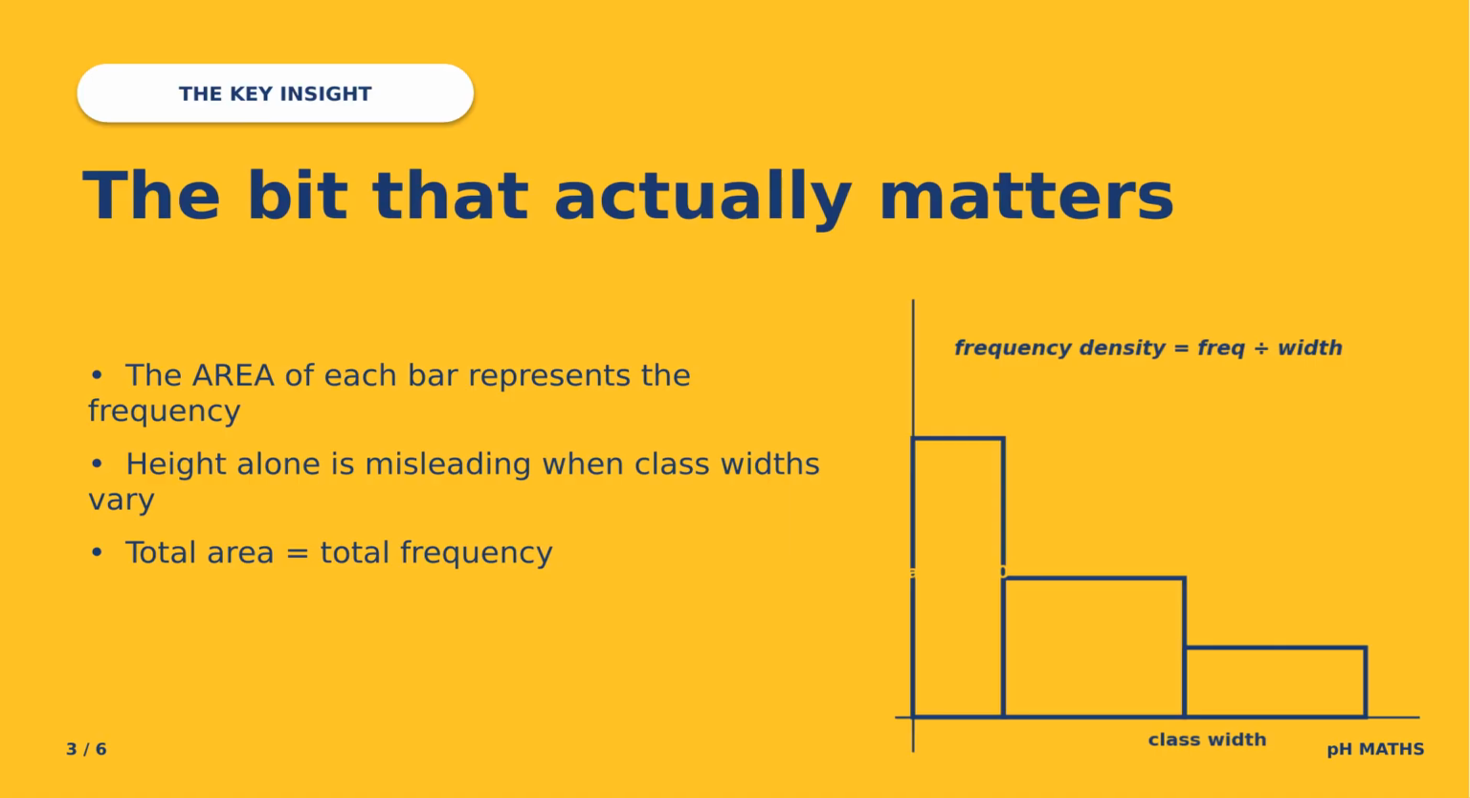Key insight: the area of each bar, height times width, represents the frequency. Height alone would be misleading when widths differ. So if your graph has bars of unequal width, you must scale the height down using frequency density. Total area equals total frequency every time.